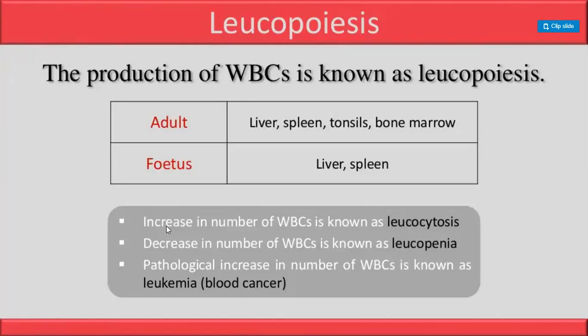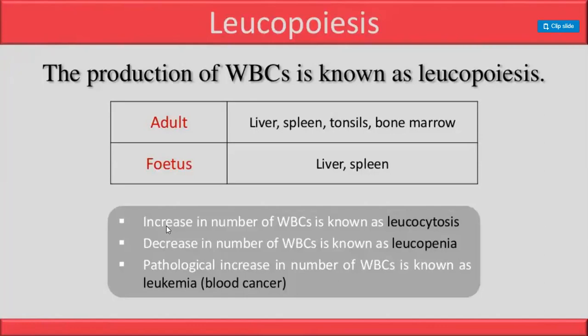So leukocytosis is excess production of white blood cells, or an excess number of white blood cells, whereas leukopenia is a decrease in the number of white blood cells below the normal value. So if a patient has, for example, 3,000 white blood cells, that patient is having leukopenia because it is lower than the normal amount, which should be 5,000 to 10,000.